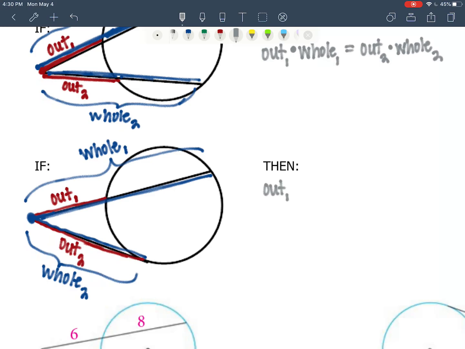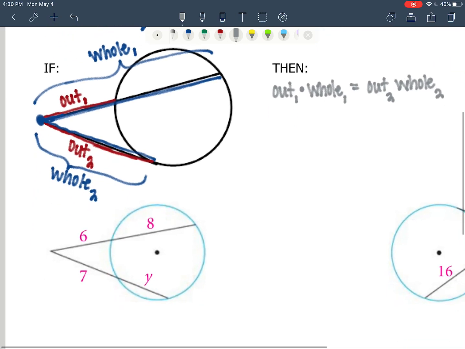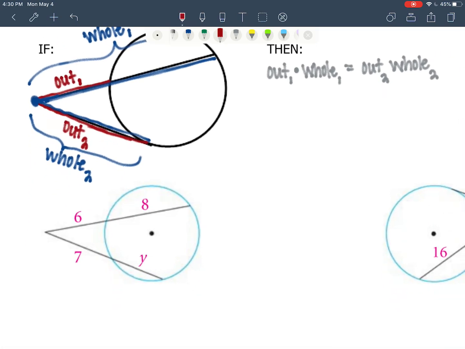The outside of the first line times the whole length of the first line is equal to the outside part of the second line times the whole length of the second line. So let's put these into action, and you'll see what I'm talking about. The outside times the whole equals the outside times the whole. So the outside is 6. That's the outside of the first one, and we're going to multiply that by the whole length. So the whole length would be 6 plus 8, which is 14.